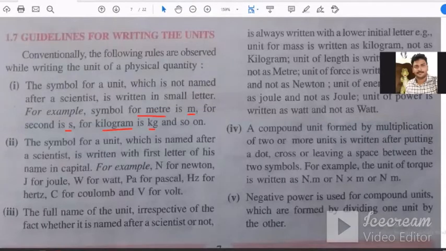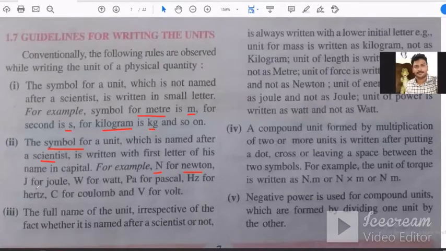Now suppose a unit is defined after the name of a scientist. Then the rules are something different. For example, Newton is the name of a scientist and newton is the SI unit of force. When we write the full form, it should start with a small n. But when we want to write only the symbol, you have to write capital N. Okay? Hope your doubt is clear.